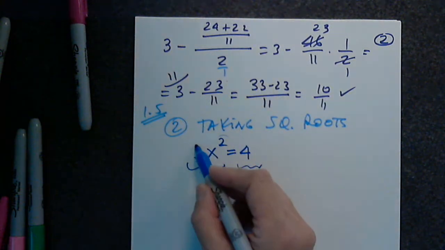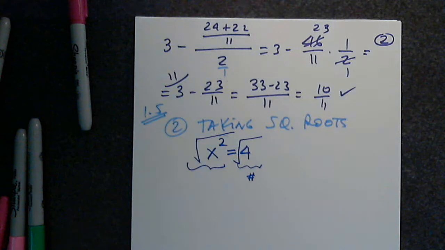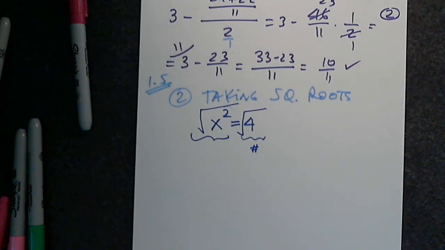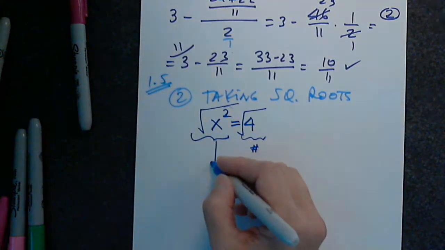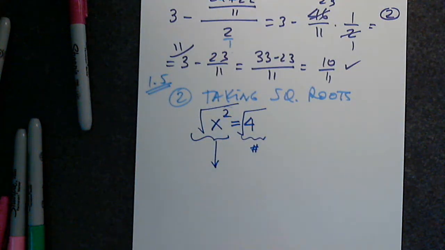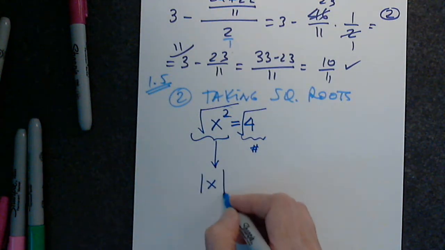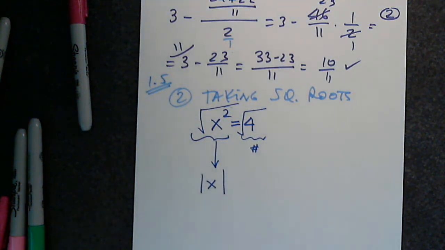Okay. Then we will take the square root from both. So the correct answer on the left-hand side, but we haven't talked about it yet, is the absolute value of x. It's not plain x. We will talk about this in the next section, 1.6.